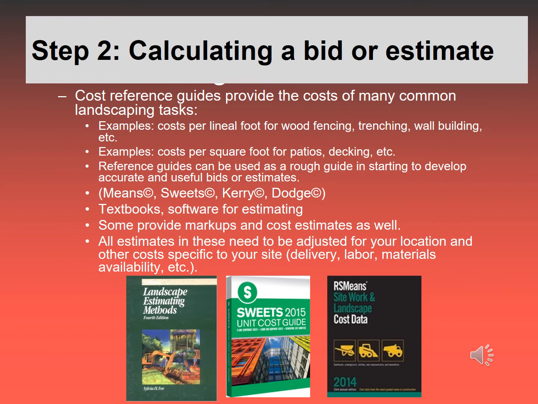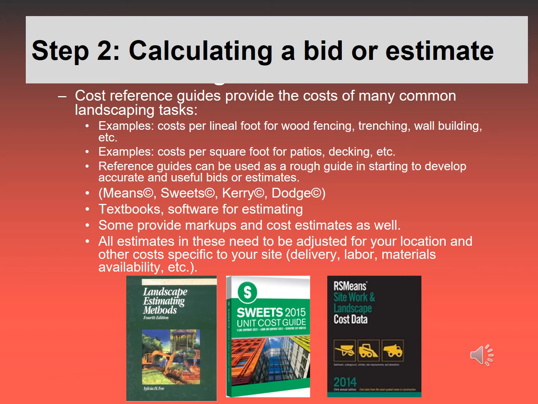Cost reference guides are useful. They're not perfect in estimating landscaping tasks and how much things will cost and how long they'll take, but they help. Like the cost estimation guides out there that are published guides, Means, Sweets, Carey, Dodge, they will all be able to give you estimates on length of time and materials and labor for different types of very common landscaping jobs like fencing, trenching, wall building, patios, decking, etc. These have to be adjusted for your location.